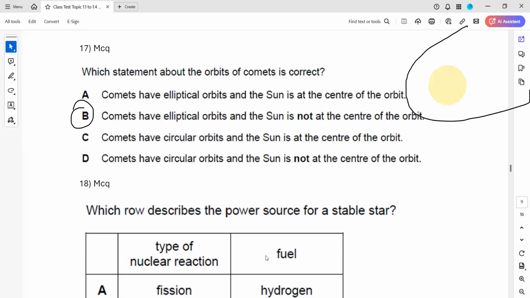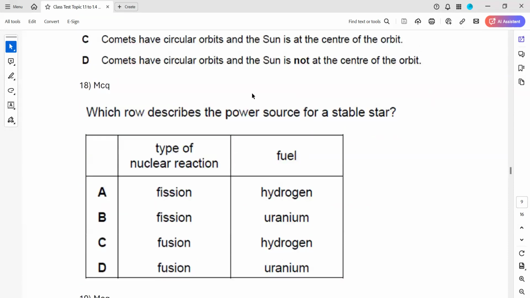Which row describes the power sources for a stable star? The type of nuclear fusion that happens for the stars, and what fuses: hydrogen fusion happens. That's why C is the right answer.